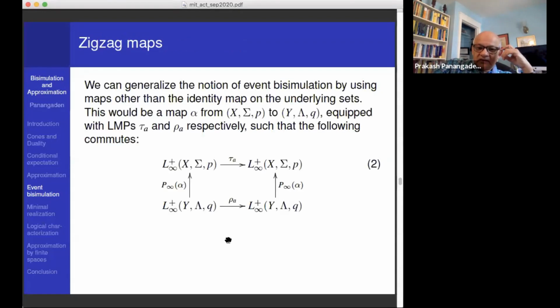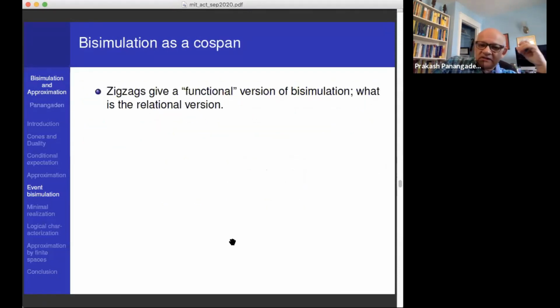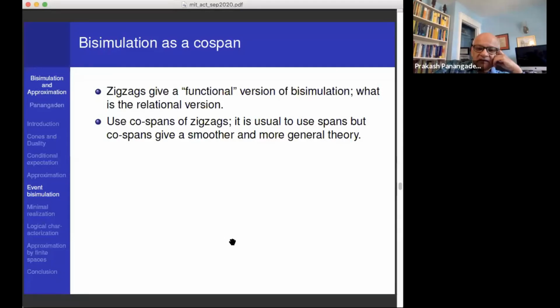So such an alpha we're going to call a zigzag. This terminology comes from modal logic. Now zigzags give a functional version of bisimulation. So you can ask, what is the relational version? It's traditional in modal logic and other places to talk about spans of zigzags, but we found out that things work much better to use co-spans of zigzags.